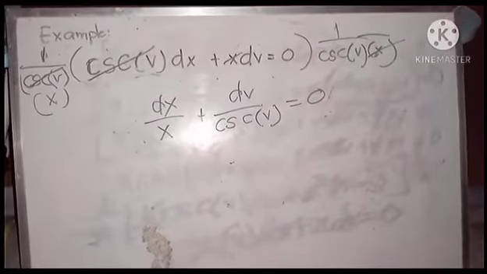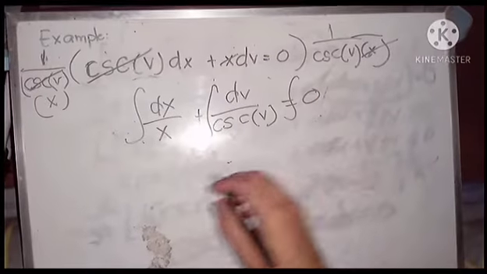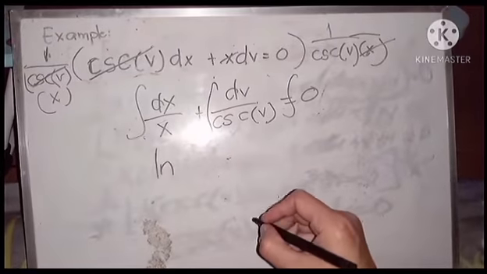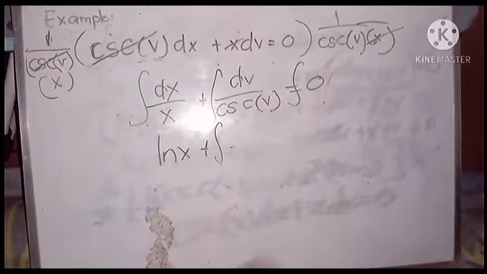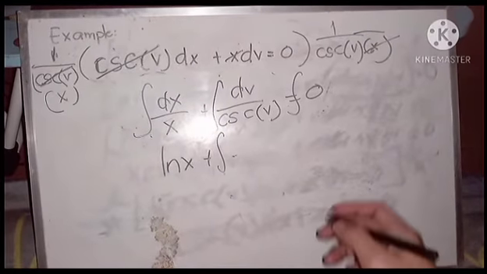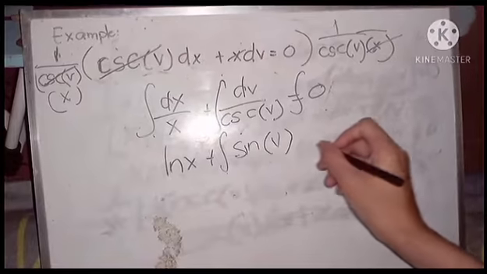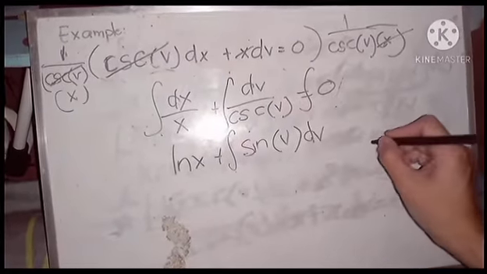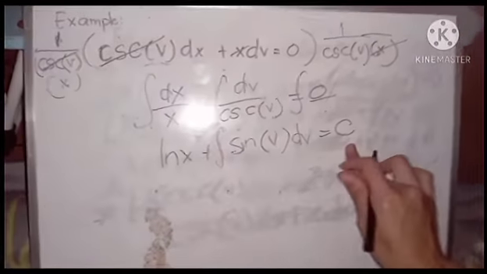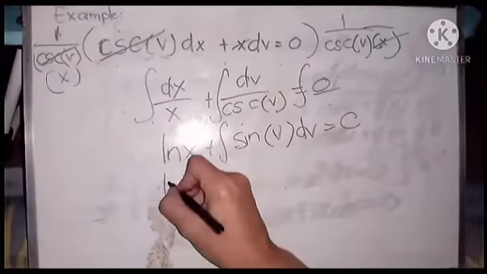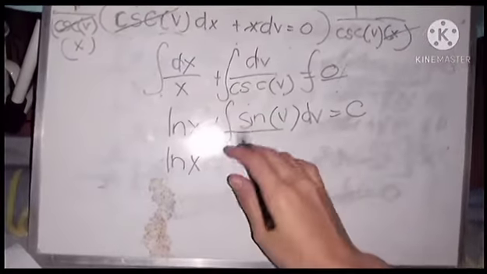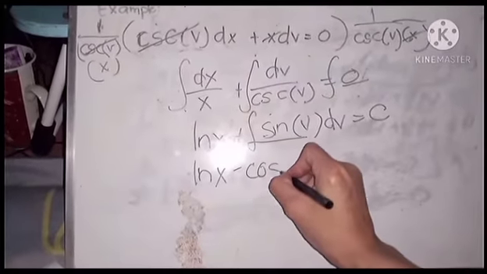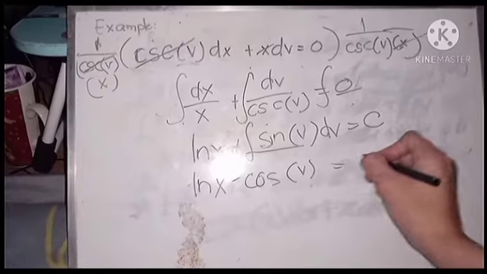The next step we're going to do is applying the integration. The integration of dx over x is ln x, plus the integration of dv over cosecant v, simplifying that, will become sine v dv, and this 0 will become c, which represents a constant. The integration of sine is negative cosine, so we have ln x minus cosine v is equals to c.